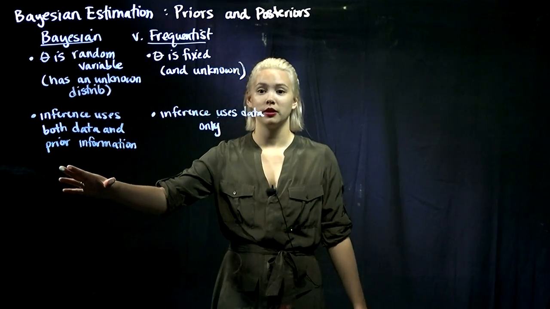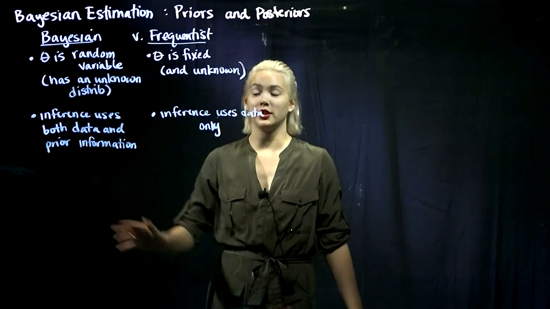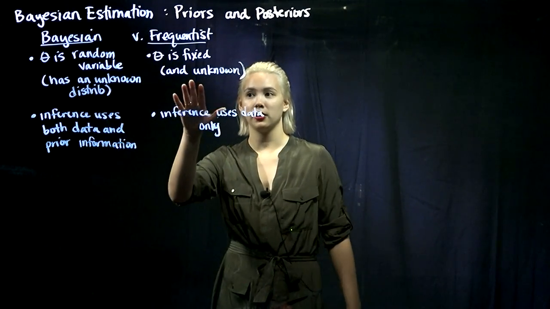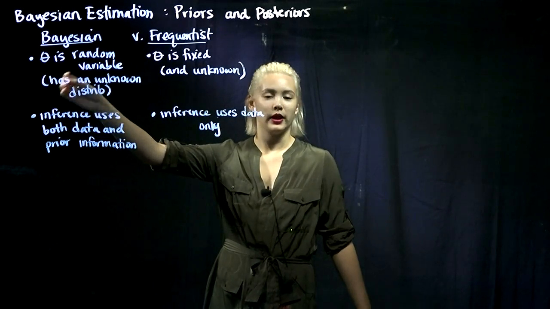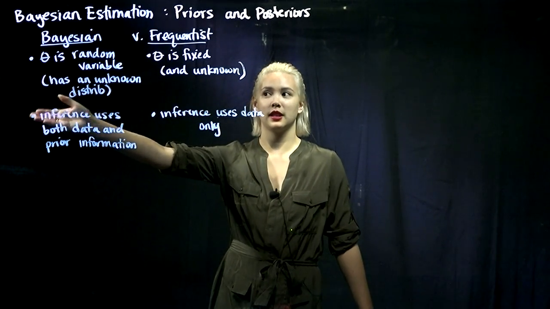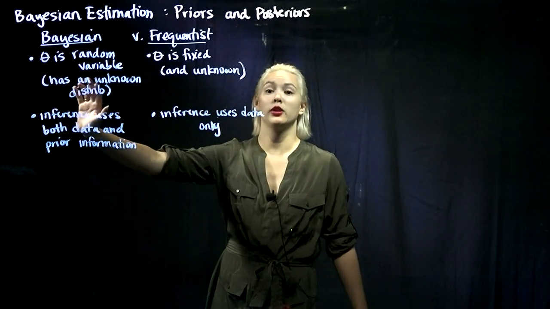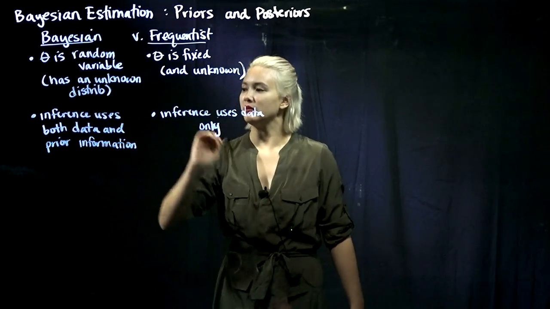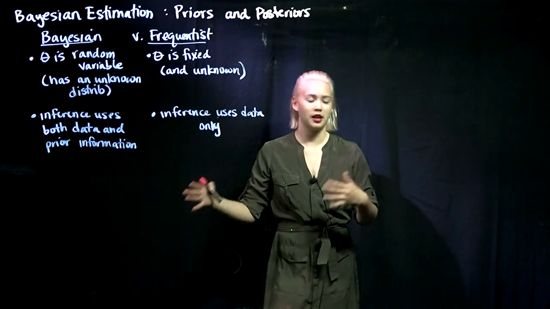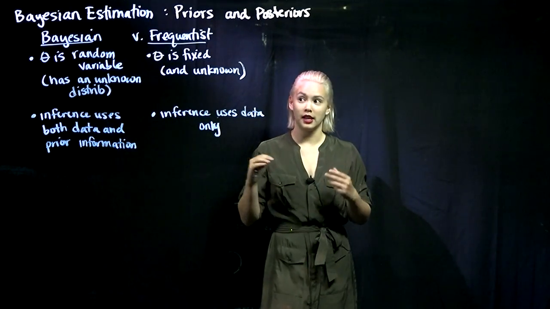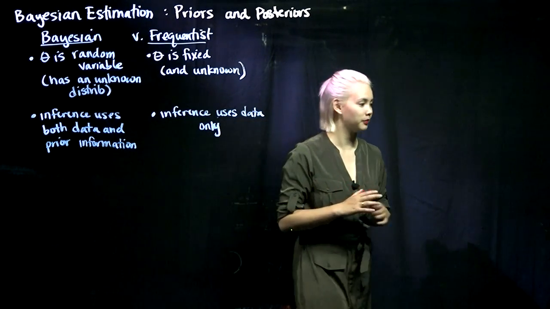Another thing to know, a pretty fundamental big difference, is that theta in the Bayesian world is a random variable. So remember, in the frequentist world, we've always been assuming theta is fixed. Now theta is a random variable. So that means instead of theta having an unknown value, in the Bayesian world, theta has an unknown distribution. All right, so now that we've seen the difference between frequentist statistics and Bayesian statistics, we can dive a little bit more deeply into this Bayesian statistics stuff.